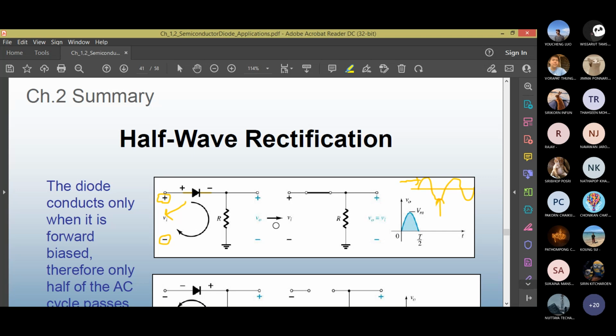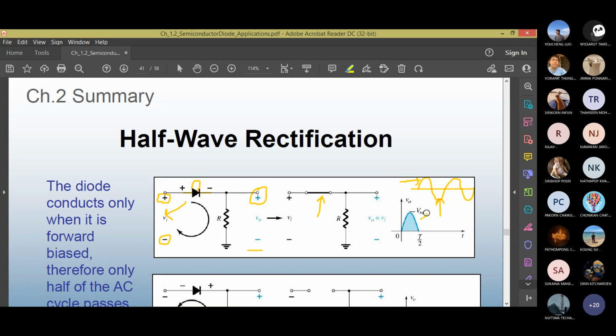The output voltage is how much? If you take output voltage from these two terminals, plus minus, it is VI, because ideal VD is 0. So VI minus 0 minus V out equals 0. Therefore, V out equals V in. See the equivalent circuit on the right hand side. If the diode is forward biased, it is now closed switch, short circuit. So the voltage which is shown across R, which is also your V out, is same as the input voltage.